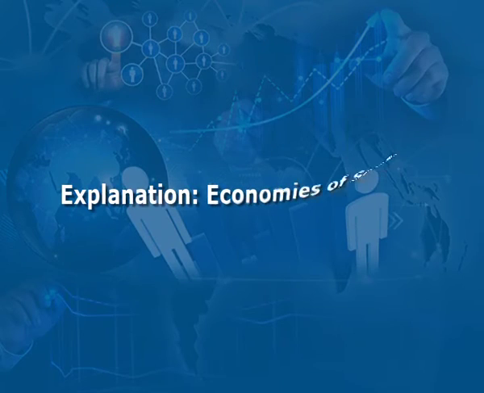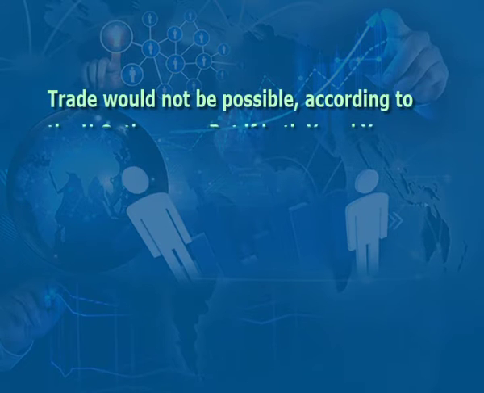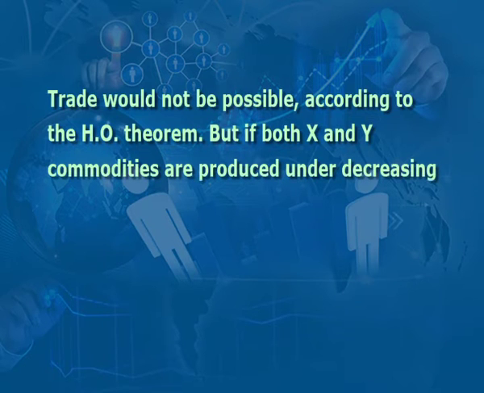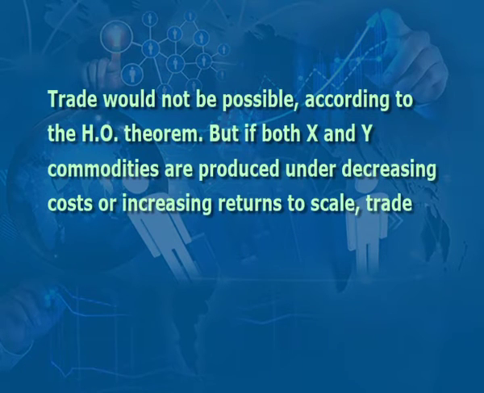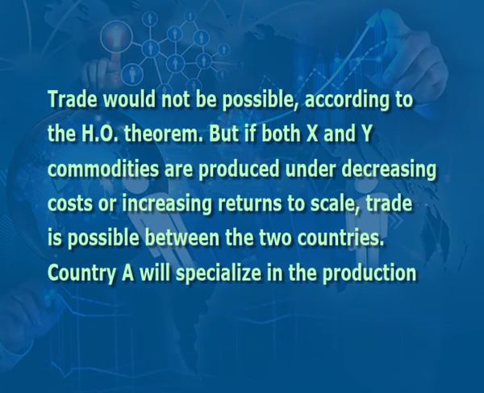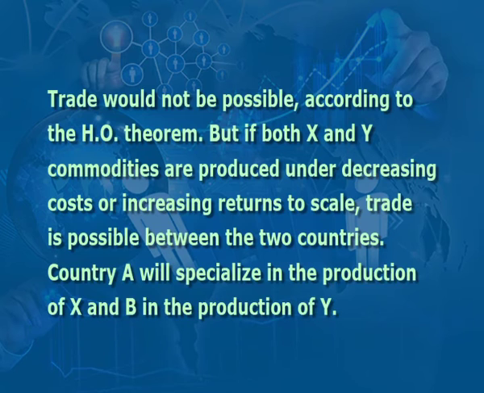External economies are consistent with perfect competition because these occur when all firms in an industry simultaneously experience a lowering in their average costs as their level of production expands. Now let us look at its exact explanation. Given these assumptions, trade would not be possible according to the Heckscher-Ohlin theorem. But if both X and Y commodities are produced under decreasing costs or increasing returns to scale, trade is possible between the two countries. Country A will specialize in the production of X and B in the production of Y.